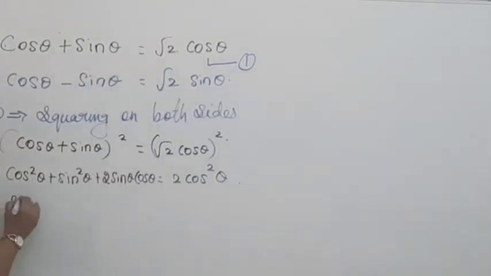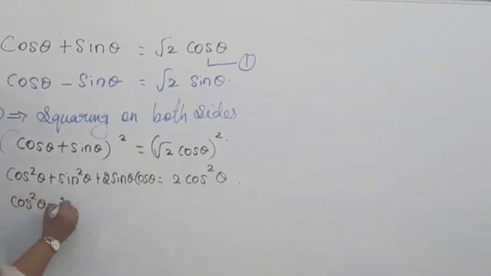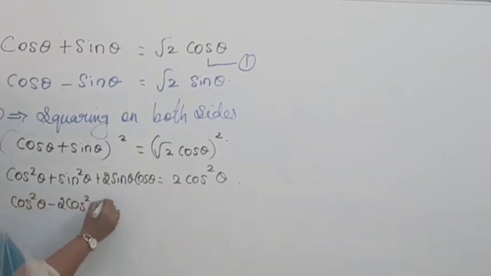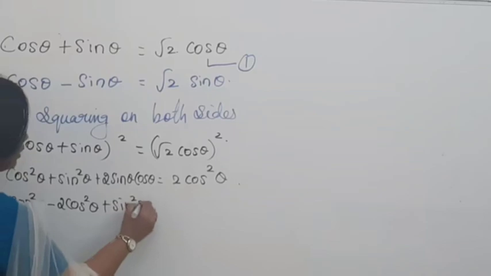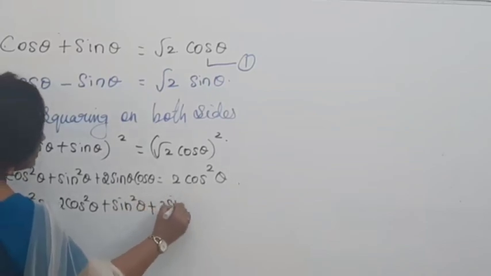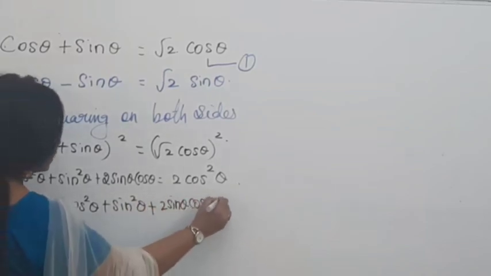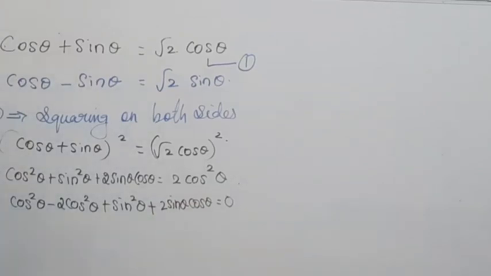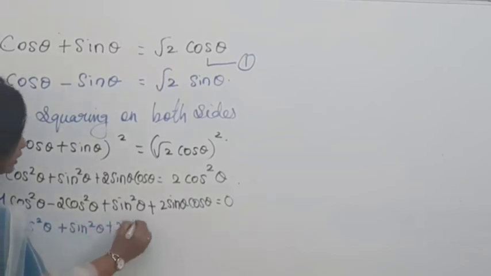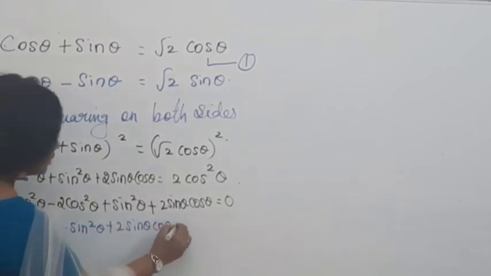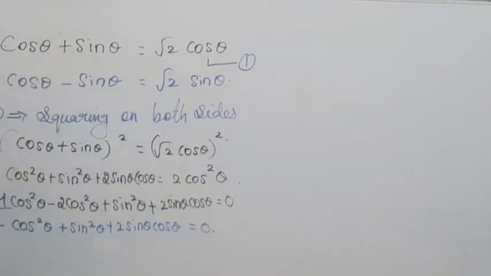So it becomes cos square theta minus 2 cos square theta plus sin square theta plus 2 sin theta cos theta equal to 0. Hope you get this point, how I bring it. So this is 1 cos square theta minus 2 cos square theta, that becomes minus 1 cos square theta plus sin square theta plus 2 sin theta cos theta is equal to 0. You get this one.